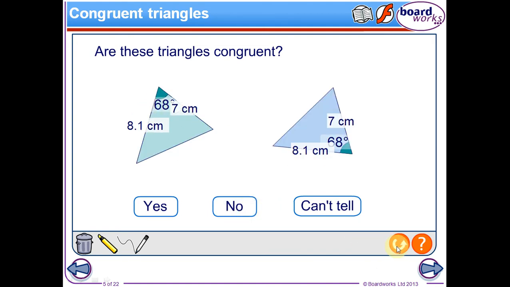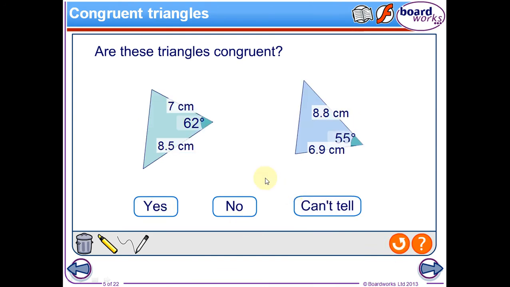So let's take a look at another one. And this one, the included angle is 68, and I have this, so this is yes. Okay, let's take a look at another one. Here, the included angle is 62, the included angle is 65, so it's no. So let's take a look at another one.